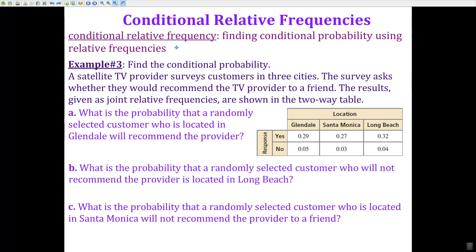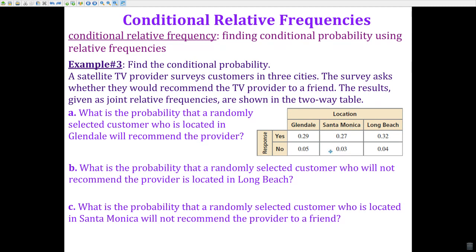Conditional relative frequency, finding conditional probabilities using relative frequencies. Really, this is just identifying. They give you the table already, and now you have to identify what they're asking for based off of the information they give you. This is usually what they put on a standardized test. You have to find the information located in the table.